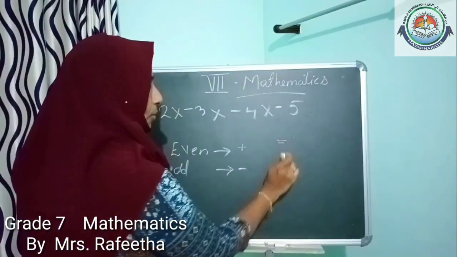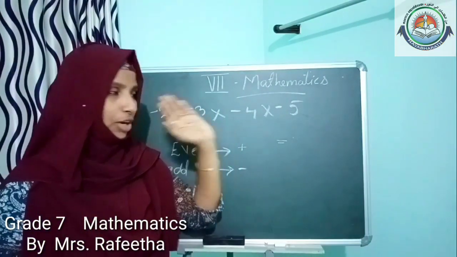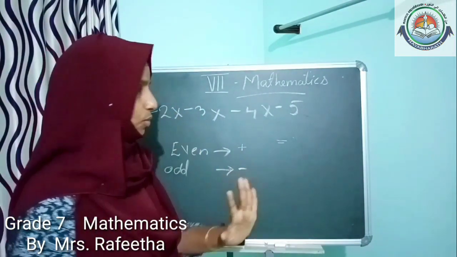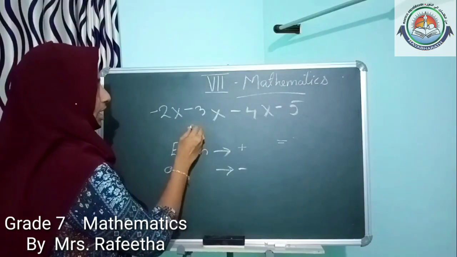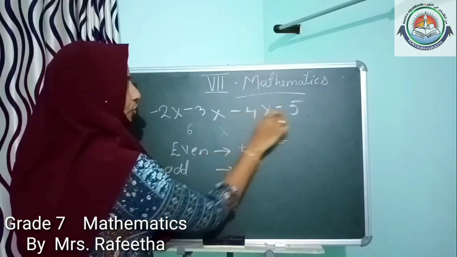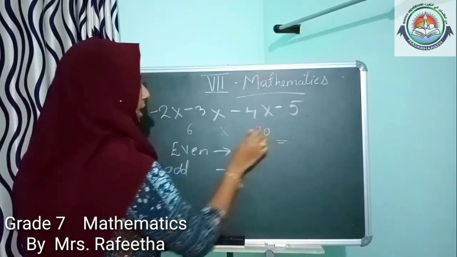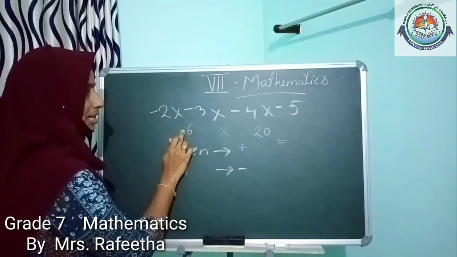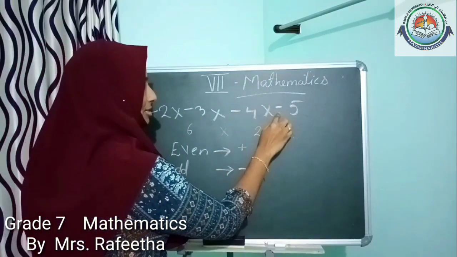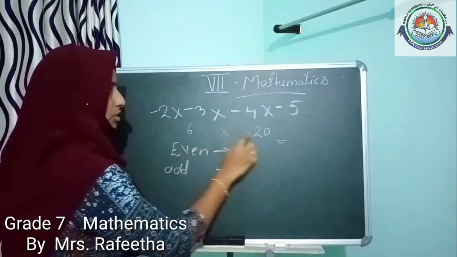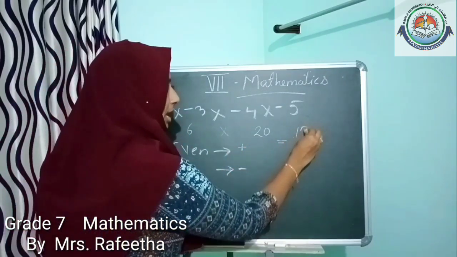We don't need to put the positive sign. If we are not putting any sign, it means it is positive. So 3 2s are 6. 4 5s are 20. Here minus into minus will multiply as plus. Again minus into minus will be plus. So 6 into 2, 6 2s are 12.